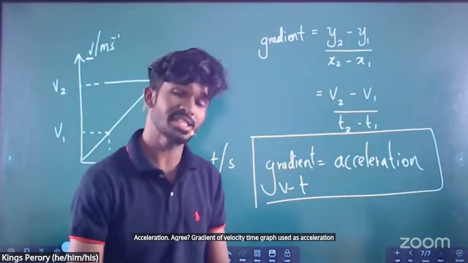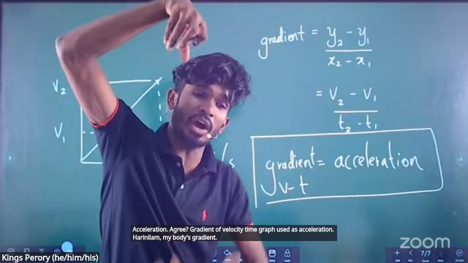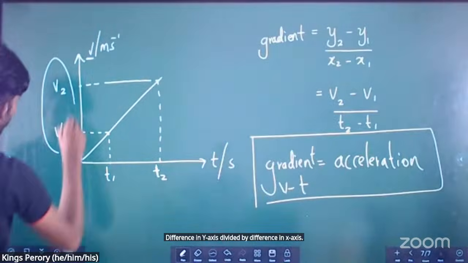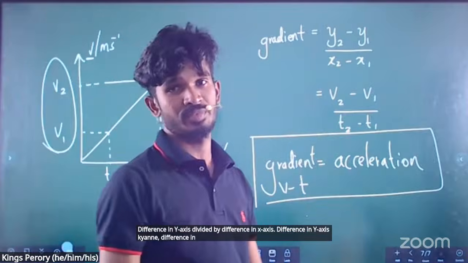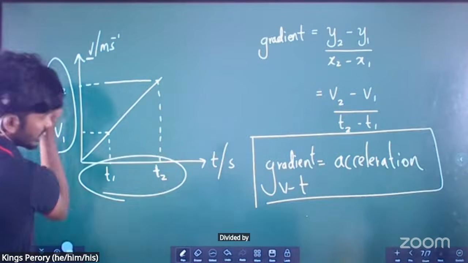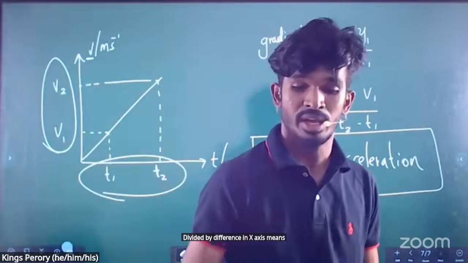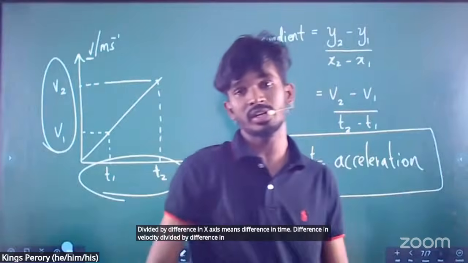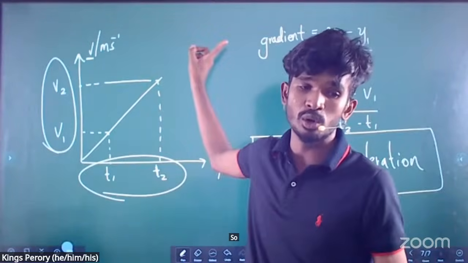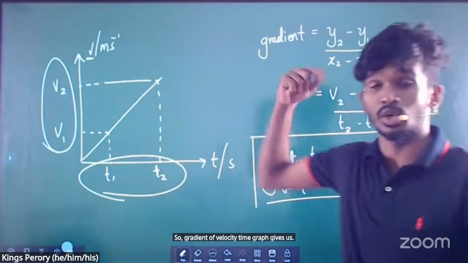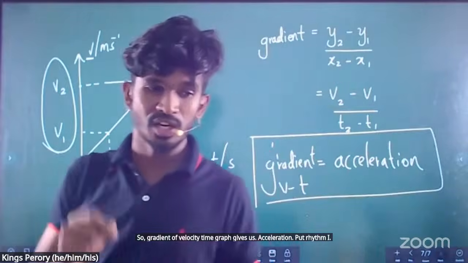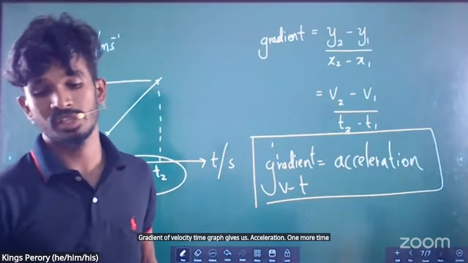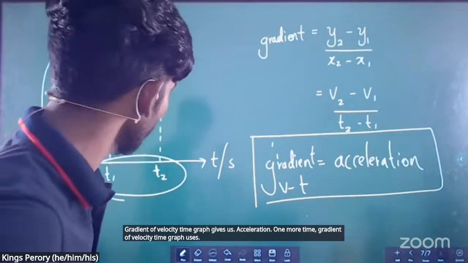What is gradient? Difference in y-axis divided by difference in x-axis. Difference in y-axis means difference in velocity, divided by difference in x-axis, which means difference in time. Difference in velocity divided by difference in time is acceleration. So the gradient of a velocity time graph gives us acceleration. Put it in the mind. One more time: the gradient of a velocity time graph gives us acceleration.